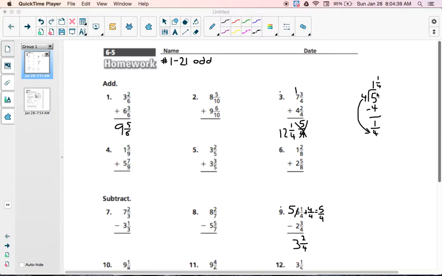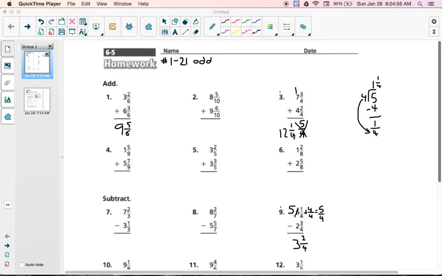So what we do in that situation, you divide the numerator 5 by the denominator 4. 4 will go into 5 one time. 1 times 4 is 4. When you subtract, you get 1. You bring the divisor down underneath. 1/4. Final answer is 1 and 1/4.